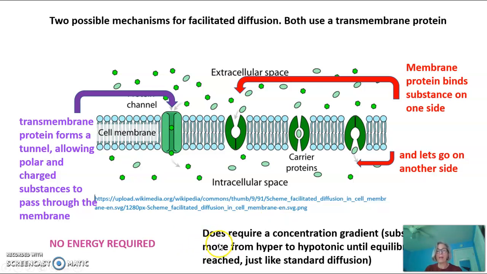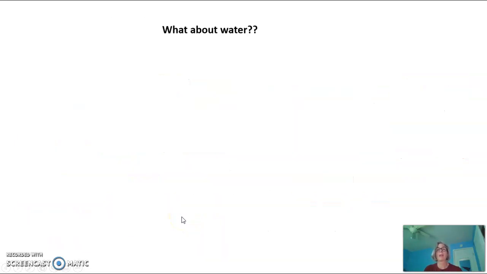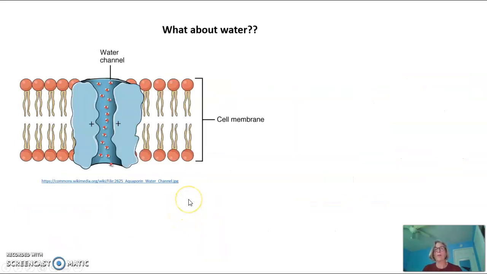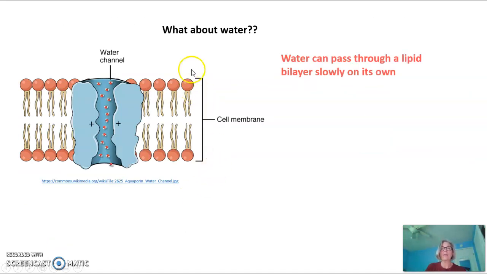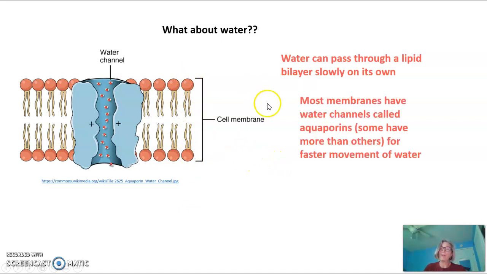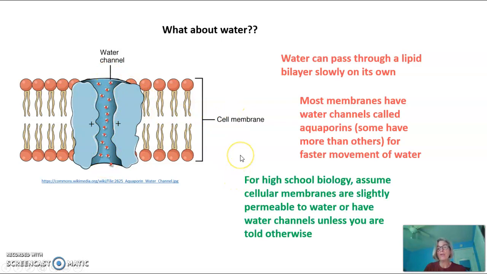So substances move from hypertonic to hypotonic, or high concentration to low, until an equilibrium is reached, just like standard diffusion. What about water? Water is very polar. So water can pass through a lipid bilayer on its own, but very slowly. Most membranes have water channels called aquaporins, and some membranes have more of them than others, and they allow for a faster transport of water across membranes. For high school biology, you should assume that cellular membranes are slightly permeable to water, or at least have water channels, unless you are told otherwise.